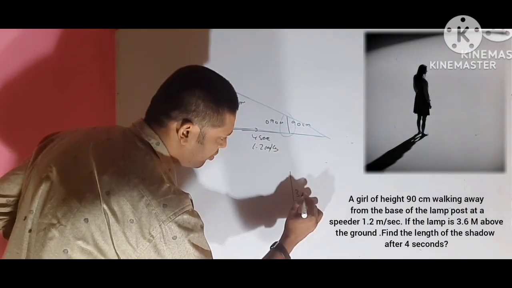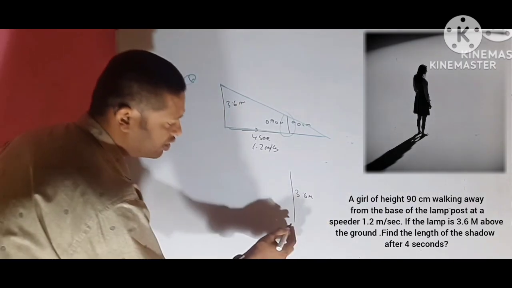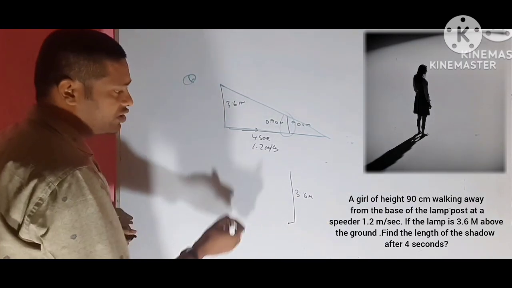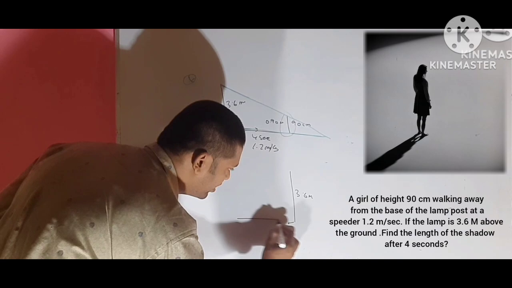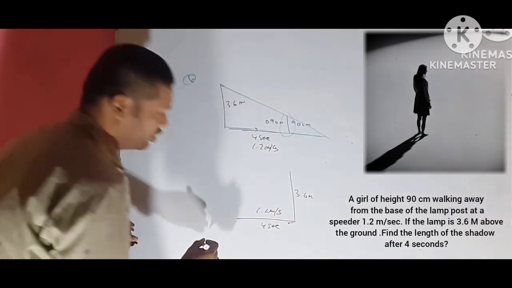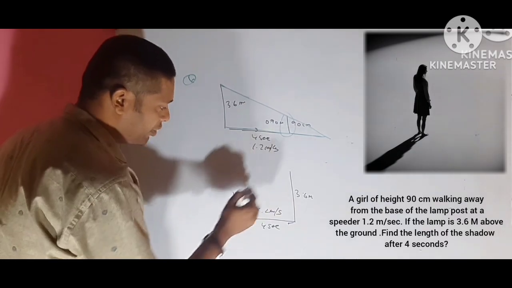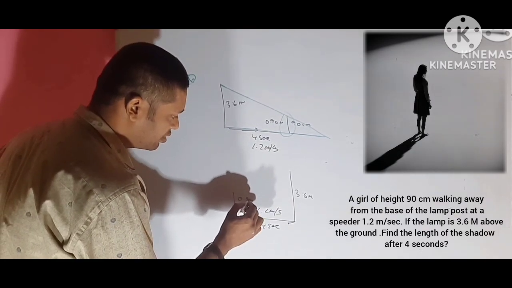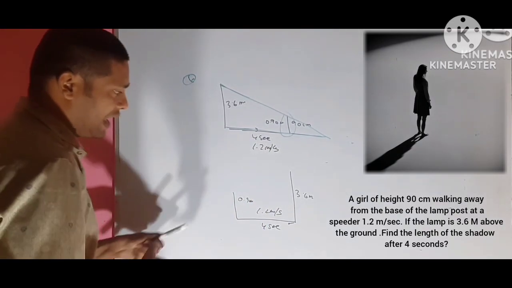This is 3.6 meter, and the girl is moving away now. Away this side, now this side she is moving. We don't know which side is moving. So 4 seconds, she has moved somewhere here. The time was 4 seconds and the speed was 1.2 meter per second. The girl is short as compared to this one, so 0.90 meter. Again it will have a shadow.